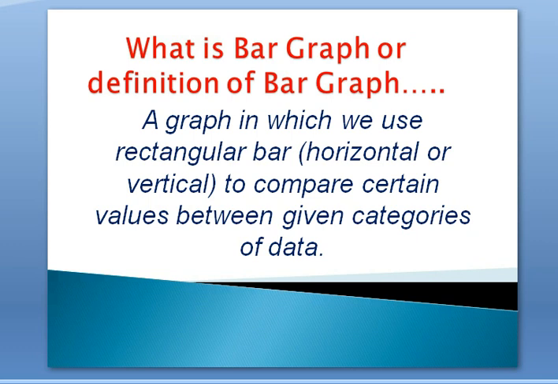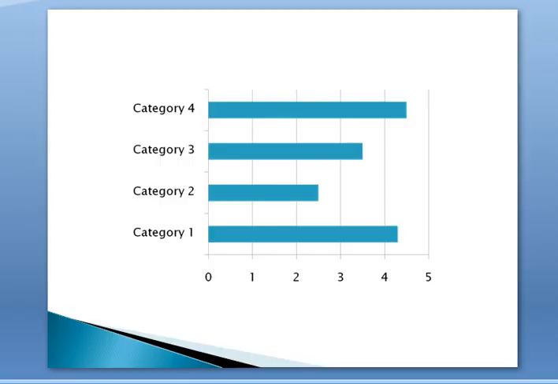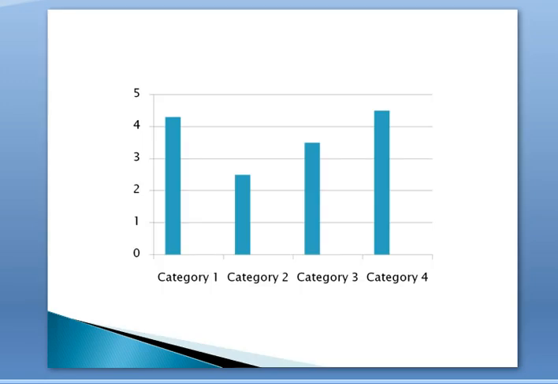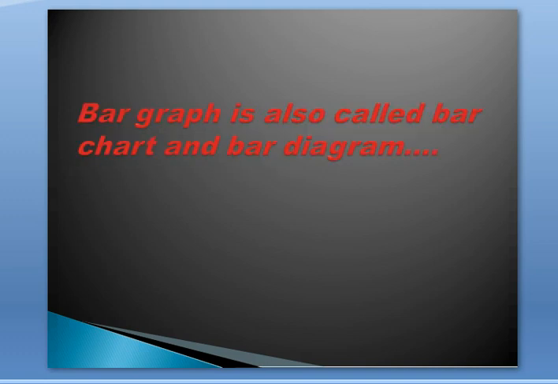First see what a horizontal bar graph looks like. It looks like this. This is a horizontal bar graph. And now we will see how a vertical bar graph looks like. It will look like this. This is a vertical bar graph. Sometimes a bar graph with vertical bars is also called a vertical bar graph. A bar graph is also called a bar chart and bar diagram.